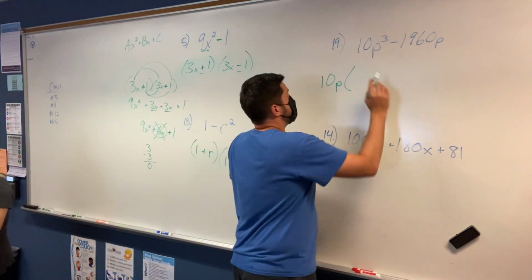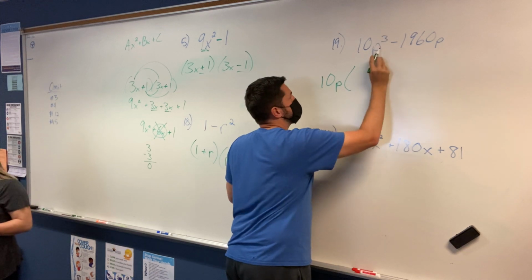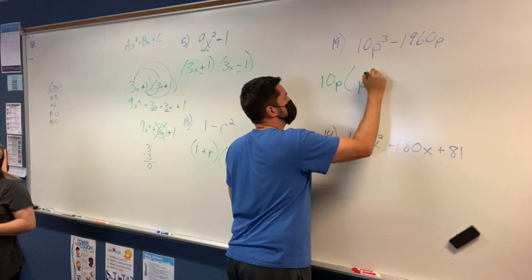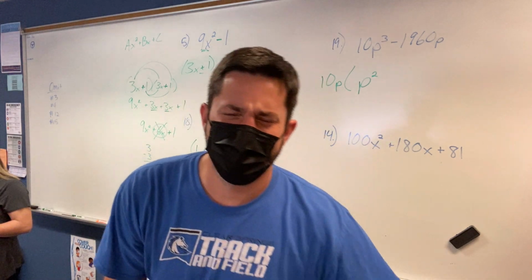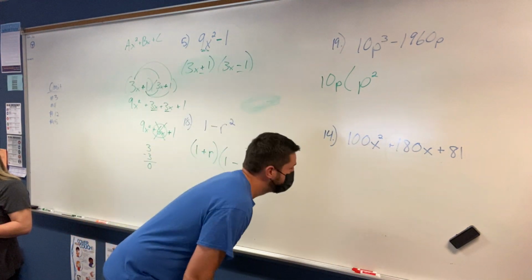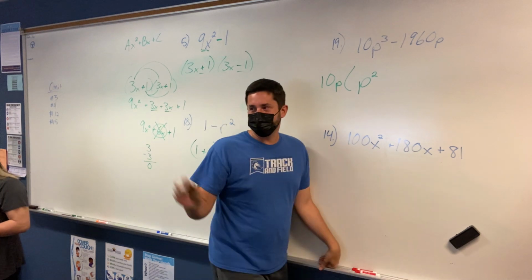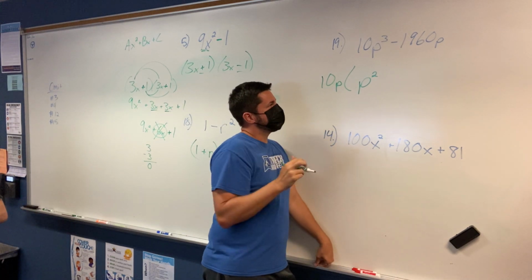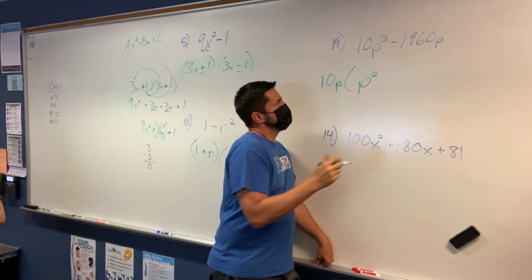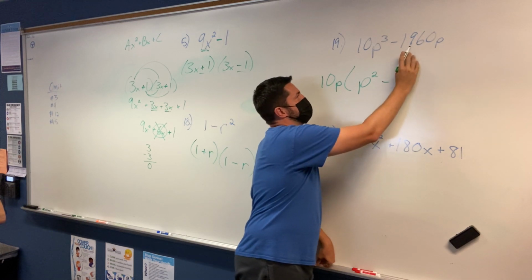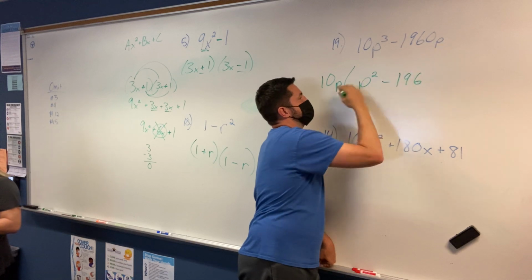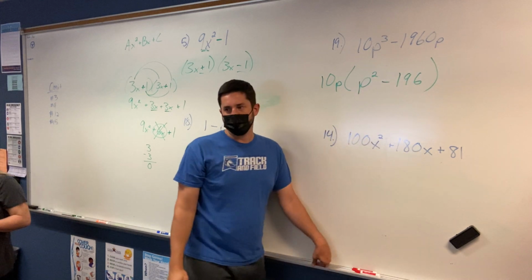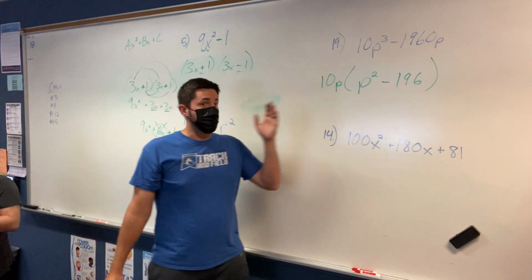So, 10 divided by 10 is 1. 3 p's take away 1 is 2 p's. Or you could say pp. Oh, I get it. Okay, cool. Potty humor, okay? We got minus 1,960 divided by 10 is 196. P, take away a p, no p's. All right, so now I can factor it.